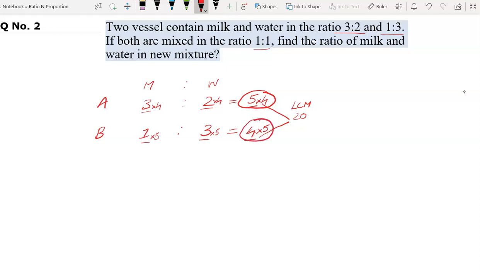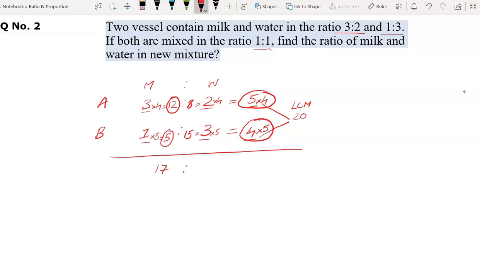So both are mixed in the ratio 1:1. They are of same ratio, 20 20. So 2 4s are 8, and here we have 3 4s are 12, 1 5s are 5, and 3 5s are 15. So in the first vessel A, milk is how much? 12. In the second vessel, milk is 5. So if we add 12 plus 5 will give us 17.